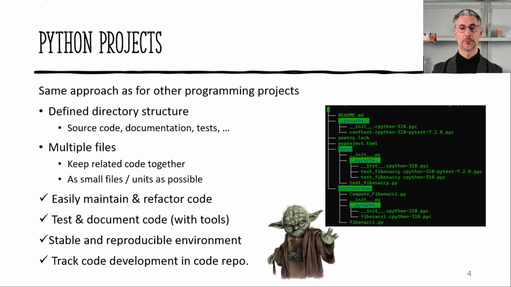Well, essentially we follow the same approach as we would do for other programming projects. We have a defined directory structure with source code, documentation, tests and so on. We have lots of files that we keep together and group them according to how the code is related, and we use as small files and small units as possible. This makes it much easier to maintain and also refactor and optimize our code, but also to test and document our code using the right tools. This will then give us a stable and reproducible environment, and it also is much easier to track code developments in repositories.